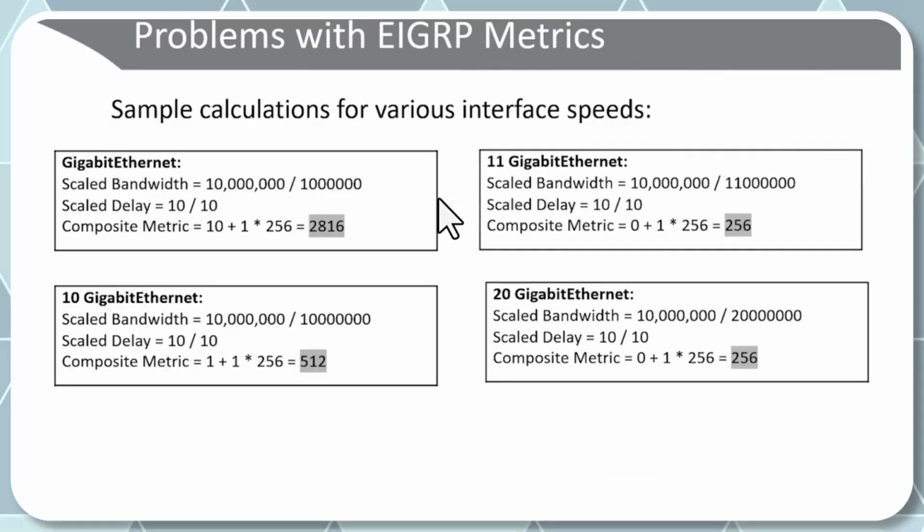Now what problem will it cause? Let me see. For example, you have gigabit Ethernet. Now this is your bandwidth, this is your delay, and if you calculate the composite metric, you will get 2816. Which formula am I using? I have shown you the formula.